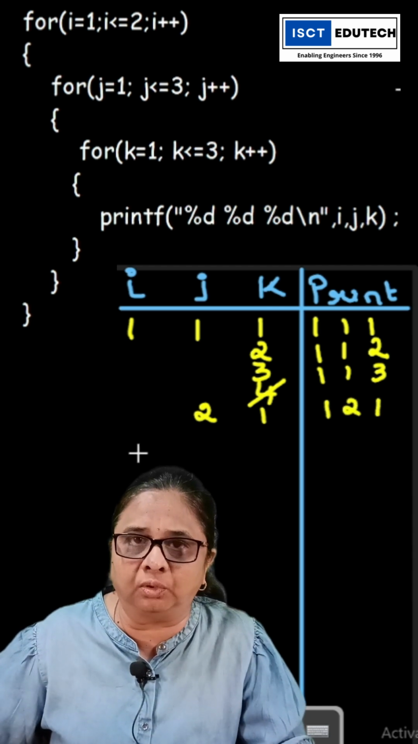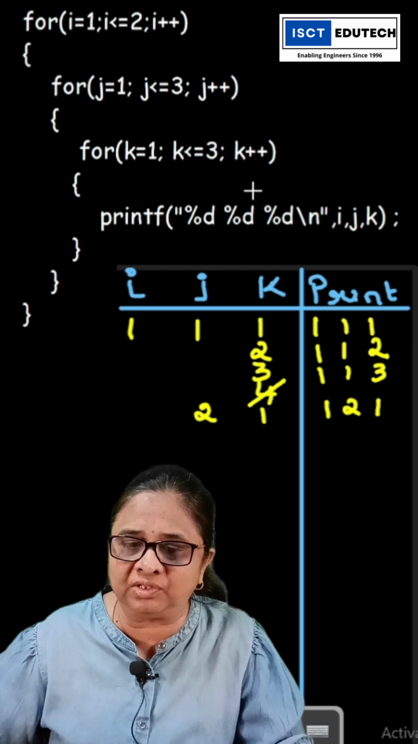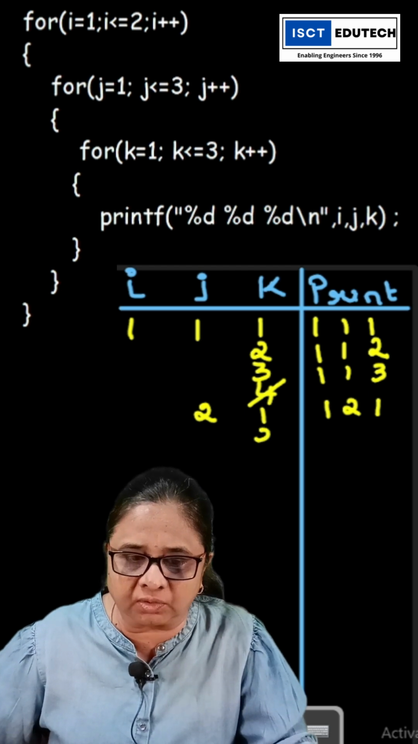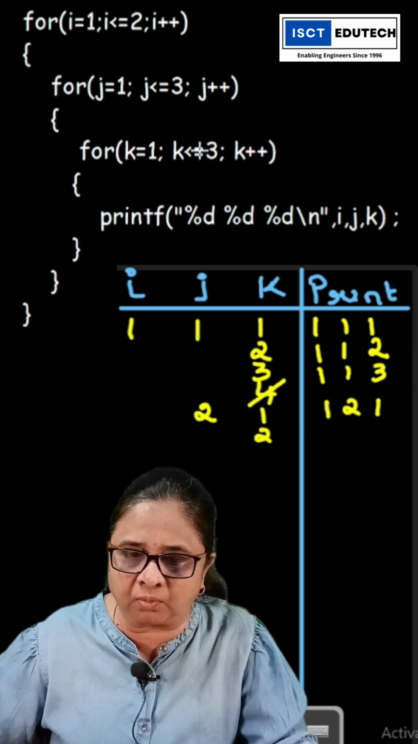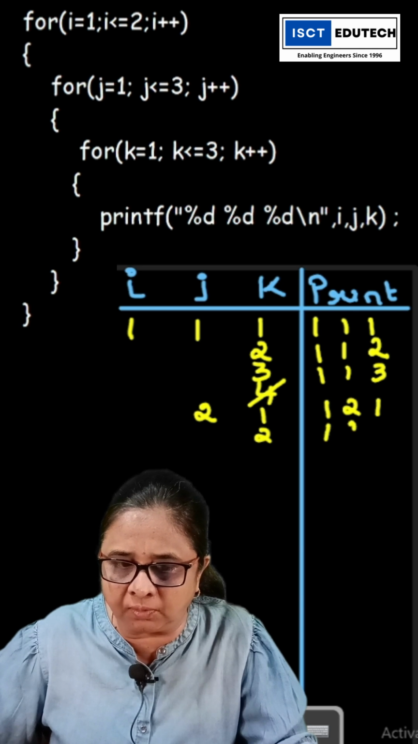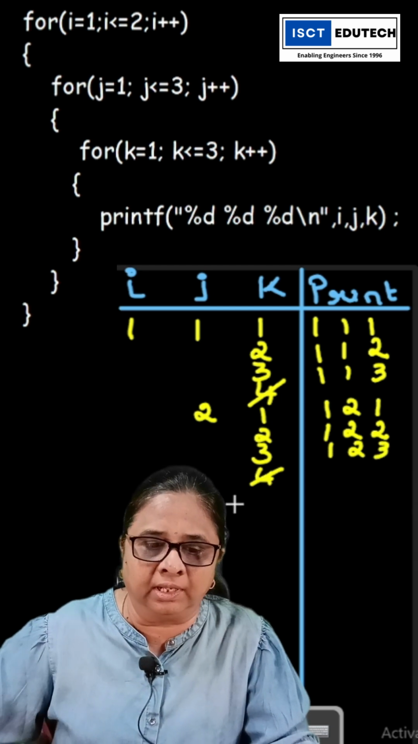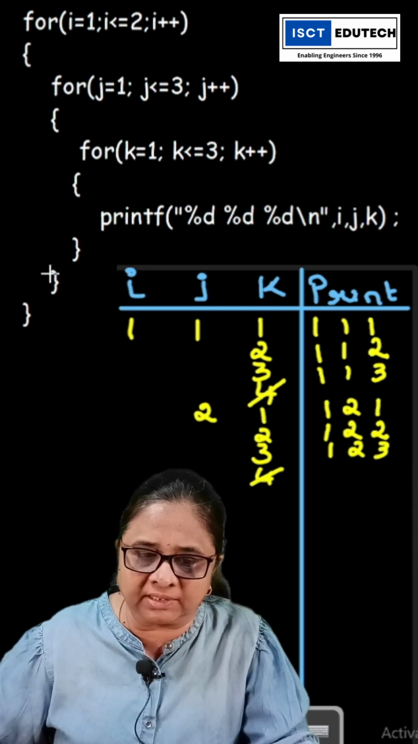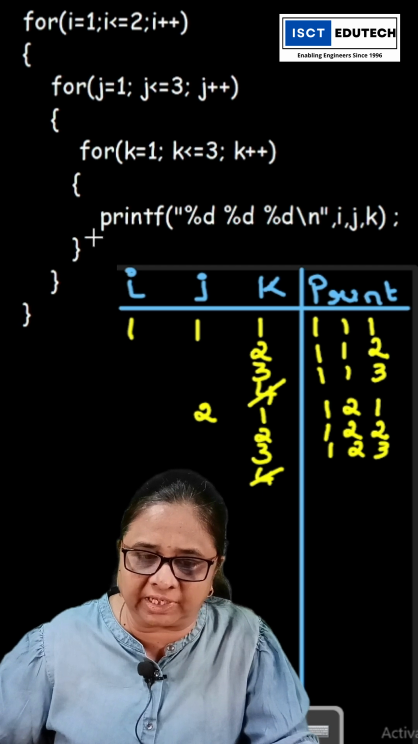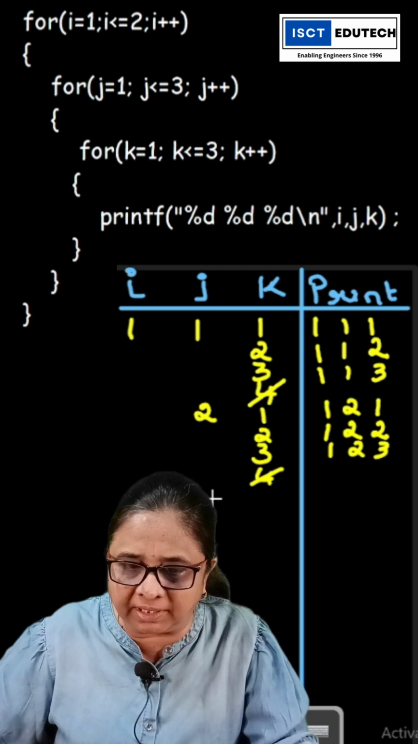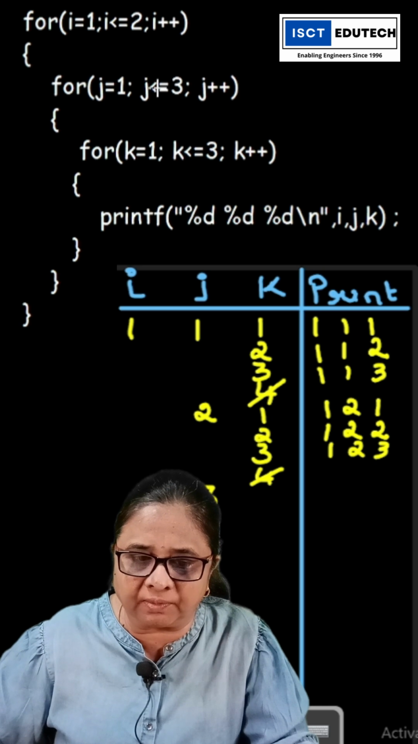Now, we are in which loop? We are in the K loop. So, now only K will change. So, K becomes 2. So, K is less than or equal to 3. Enter. What is printed? 1, 2, 2. Then again K plus plus. So, it is 1, 2, 3. K becomes 4, which is false. It comes out of the K loop. It is a continuation of the J loop. It goes back to J plus plus. J becomes 3. 3 less than or equal to 3, true.